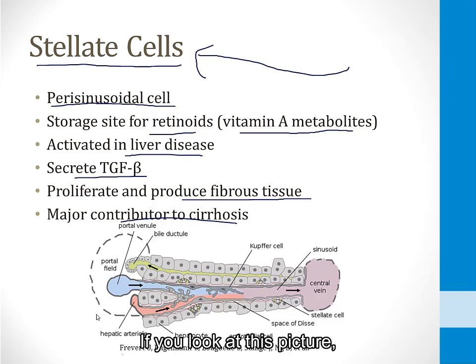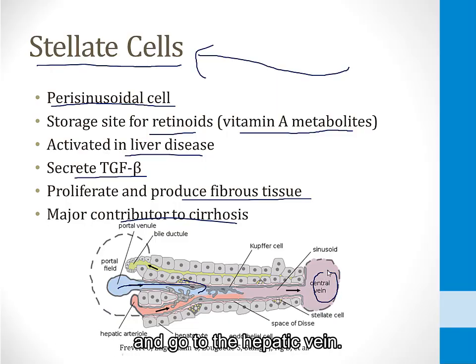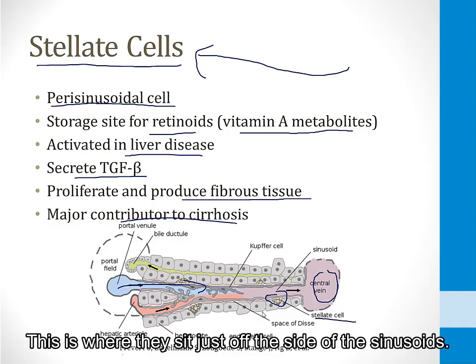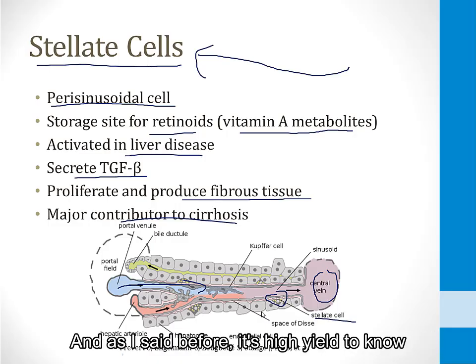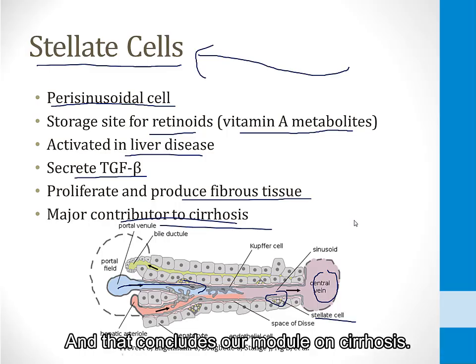If you look at this picture at the bottom of the screen here, the blue is portal blood flowing into a sinusoid, trying to reach a central vein and go to the hepatic vein. Along the sides of these sinusoids, you can see a cell right here, and that is a stellate cell. This is where they sit, just off the side of the sinusoids, and as I said before, it's high yield to know that they're a major contributor to cirrhosis of the liver. And that concludes our module on cirrhosis.